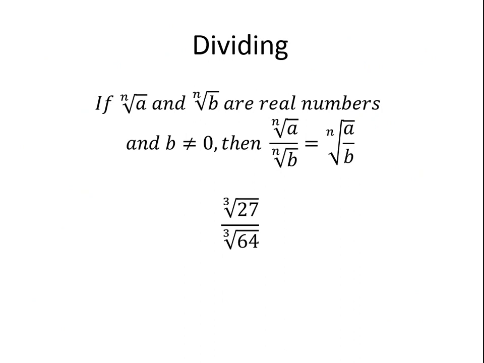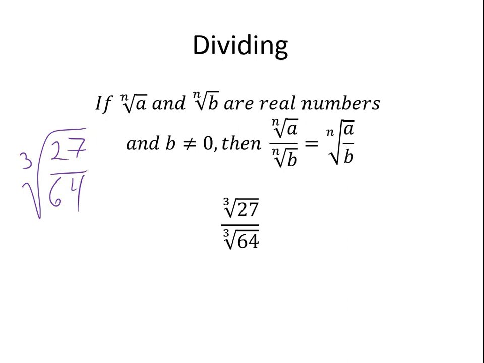Now when you are dividing, assuming that the bottom one is not 0, because that gets us an undefined answer and it's not real, what we'll do is we can put everything under the radical, and then we can reduce the fractions before we try to attack the cube roots. So here, we can go the cube root of 27 over 64.